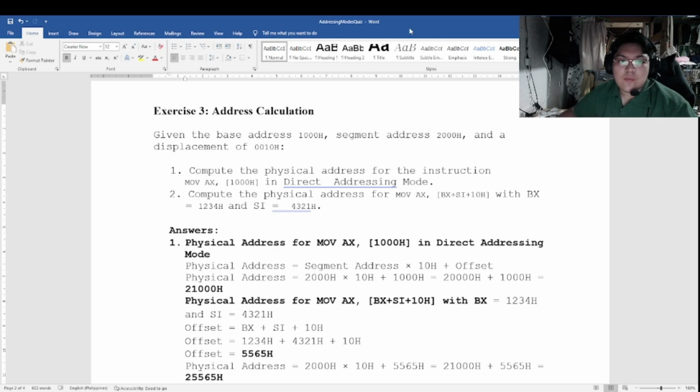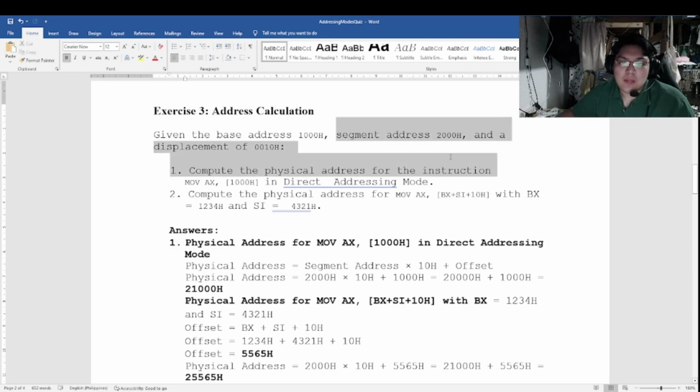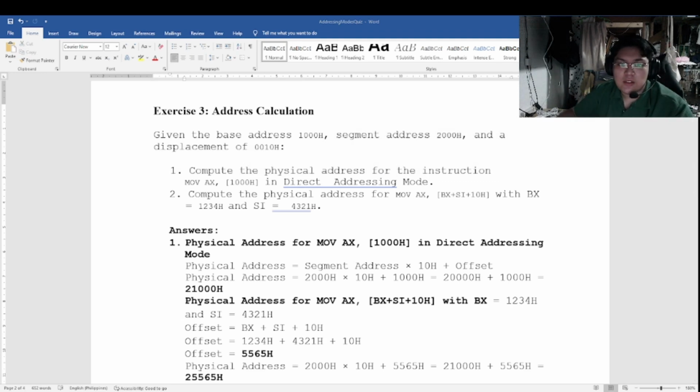Now moving on to exercise 3, which is the address calculation. Based on the instruction given, a base address of 1000H, a segment address of 2000H, and a displacement of 0010H, I have to compute the physical address for the instruction MOV AX, [1000H] in direct addressing mode. And I have to compute the physical address for MOV AX, [BX + SI + 10H] with BX at 1234H and SI at 4321H.